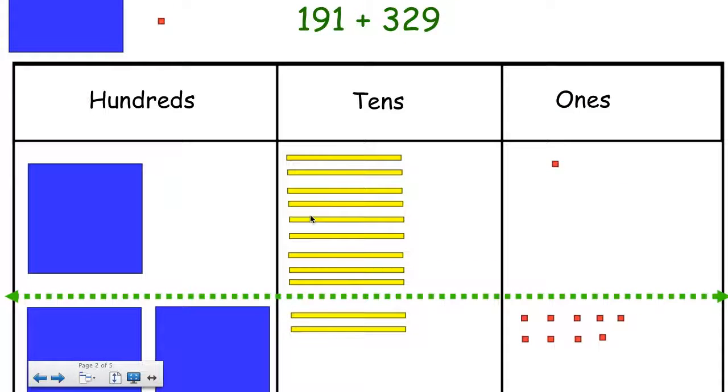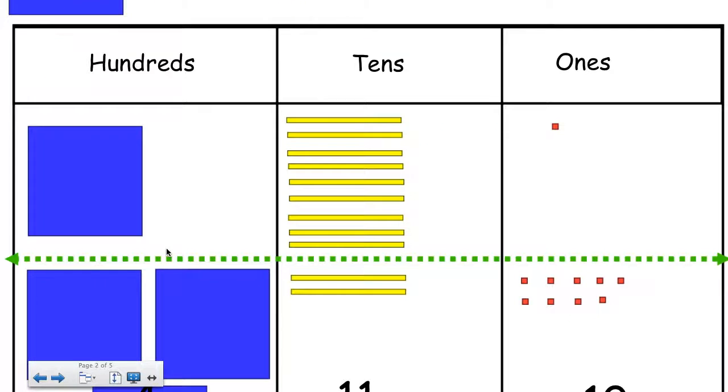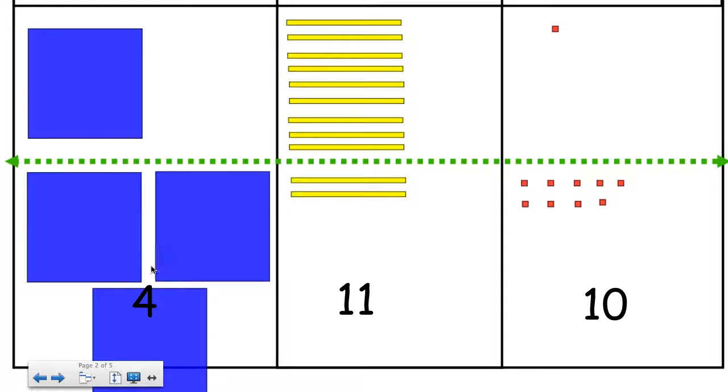So if we want to solve this equation using base 10 blocks, we're going to have to simply count them out. So I know that we have 4 100 blocks, 11 tens blocks, and 10 ones blocks. However, these numbers look kind of silly. So what we can do is we know that 10 tens blocks will give us 100 blocks.